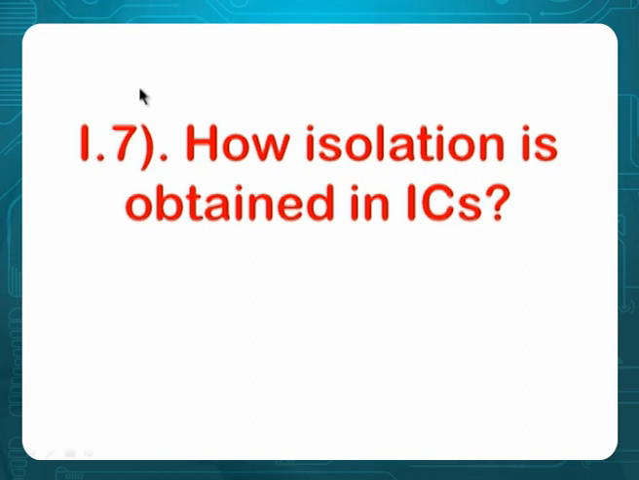Question number 7. How is isolation obtained in ICs? In IC, as I told you in the beginning, if you want to make an isolation, the best thing is to put some dielectric material between component and component, or you go for a junction as a dielectric itself. So there are several ways, but junction is very much preferred. But somehow you have to isolate one component from the other component.